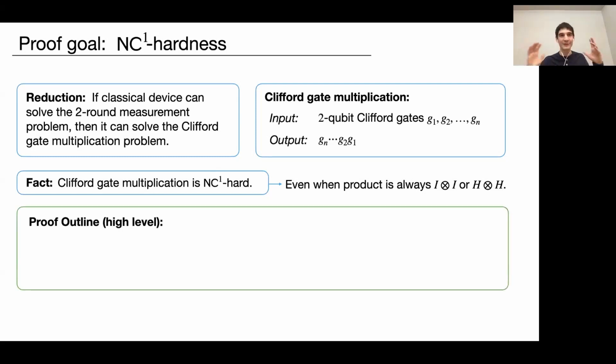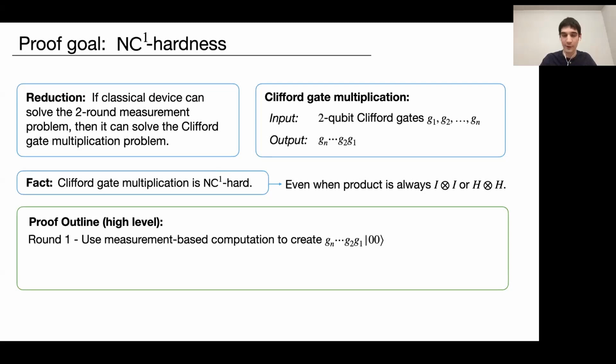So at a high level, how is this proof outline going to go? We have these 2 rounds that we get to play with, and each round is going to serve its own role. In round 1, we're going to use an idea called measurement-based computation to force the classical device to create the state where we've applied G1 up to Gn to the 0,0 state. By making the measurements, you're effecting this transformation G1 up to Gn on the 0,0 state.